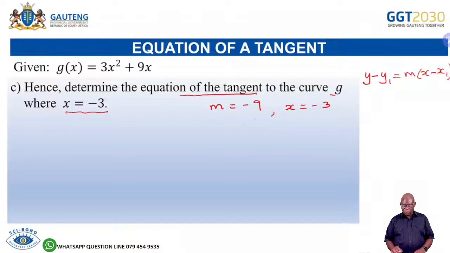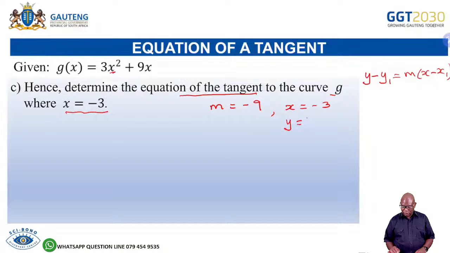Now I have m equals -9, x is -3. I do not have a point. I only have one coordinate, which is x equals -3. I need the other one. So what should I do? For me to get the other coordinate, I must substitute the value of x, -3, into the original.